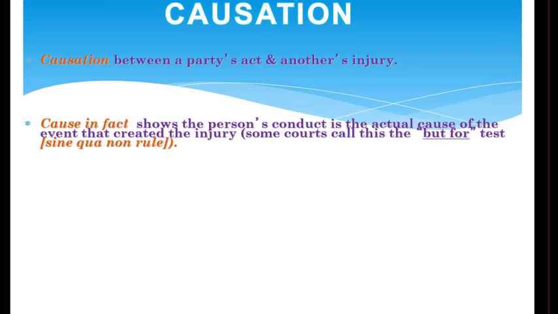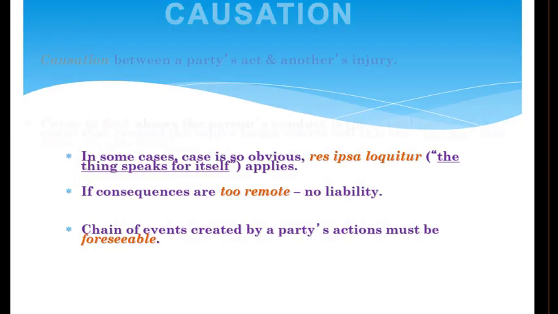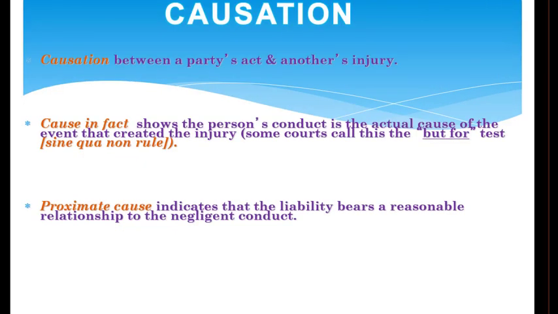So let's talk about causation. We have two kinds of causation. We have cause in fact and proximate cause. Cause in fact says if McDonald's had not made their coffee so hot, Stella Liebeck would not be injured. So we're looking for factual connections, and it's called the but-for test. So but for McDonald's making their coffee too hot, Stella Liebeck would not be injured.